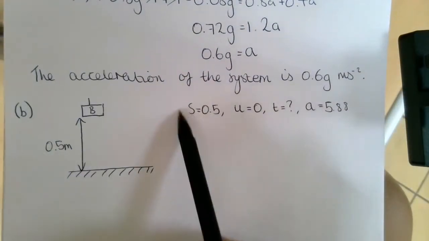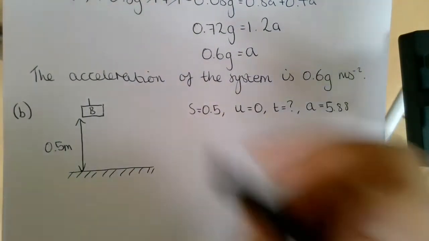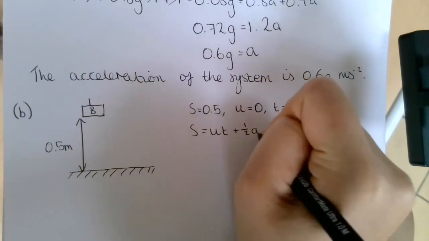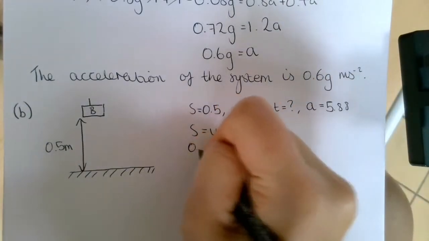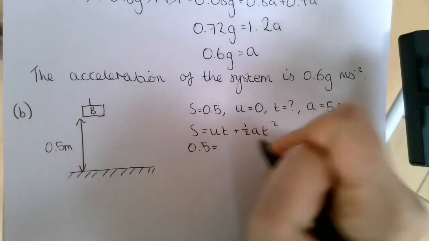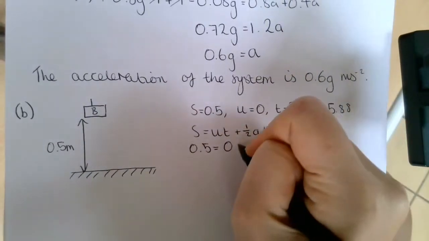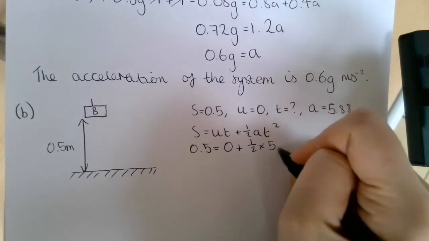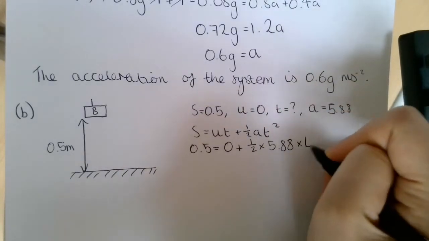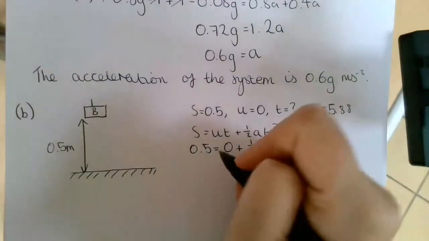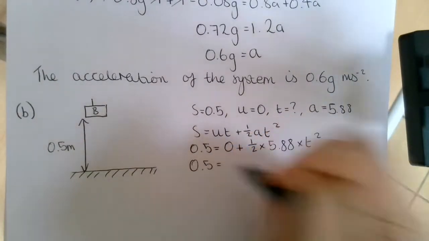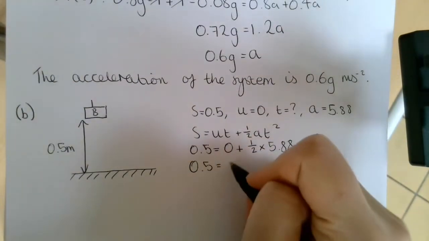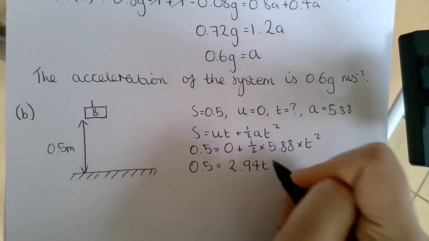So we need to solve the equation with s, u, t and a. We're going to use s equals ut plus a half at squared. So 0.5 equals u times t, that's 0, plus a half times 5.88 times t squared. So 0.5 is equal to a half times 5.88, that is 2.94 t squared.